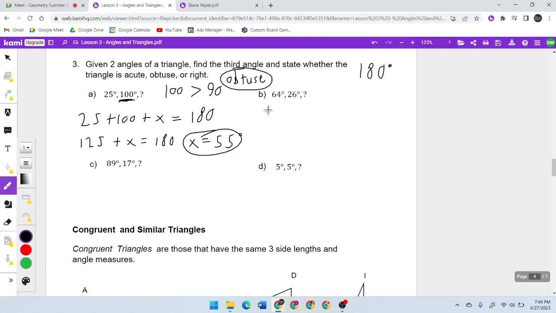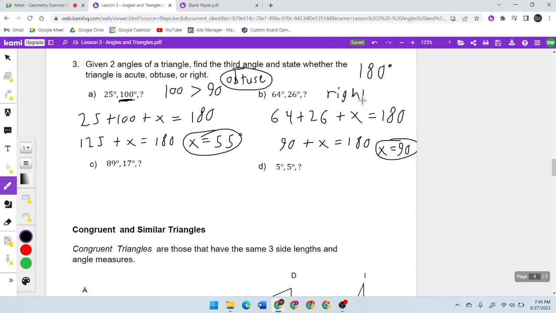For part B, the angles are 64, 26, so I add them together, and then I add x, and together they're going to equal 180. So 64 plus 26, that's going to be 90, plus x equals 180. Subtract 90 from both sides. Looks like we get x equals 90. The missing angle was 90. And as we just said, since one of the angles is 90, that's going to be a right triangle, just like that.